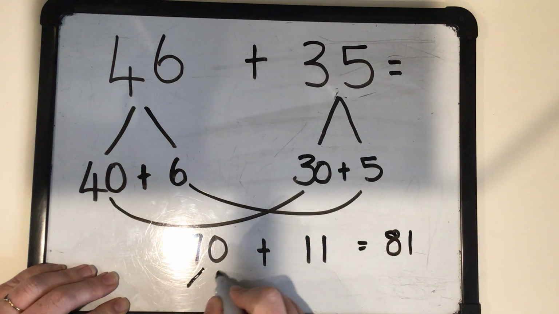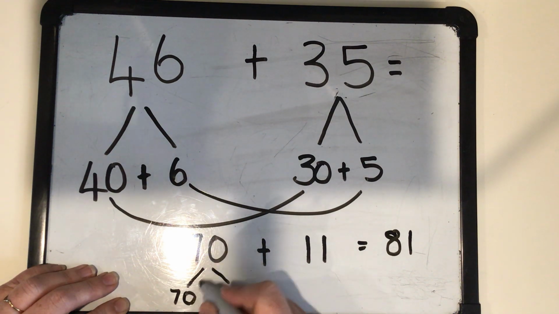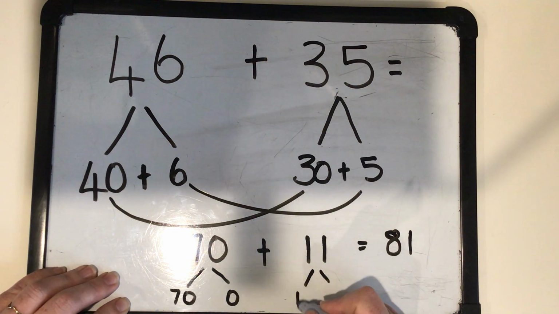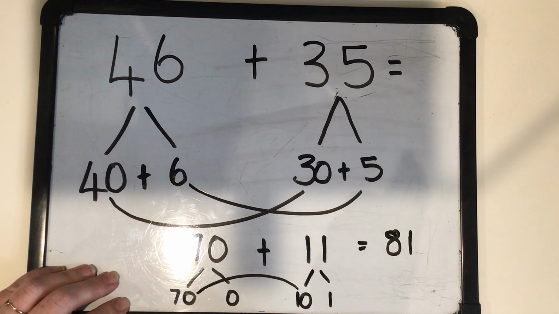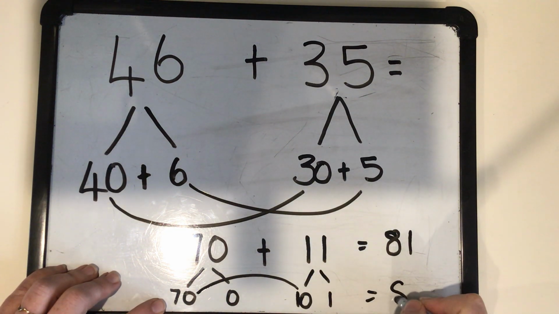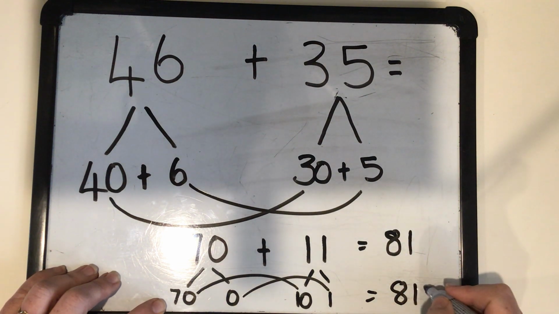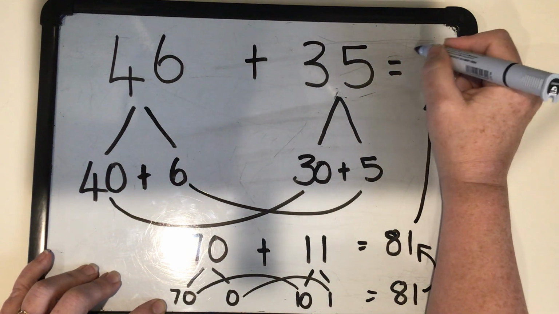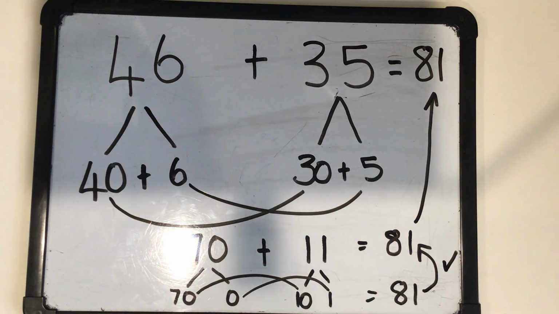But we can partition again. This is a bit tricky because it's not going to fit. So 70 plus 0 tens, or an 11, which is 10 plus 1 unit. If I connect, which is not going to fit, but that's okay, 70 plus 10 equals 80, and 0 plus 1 equals 1. Did I get the right answer? Sure did. Equals 81. Now you try and see if you can give it a go.